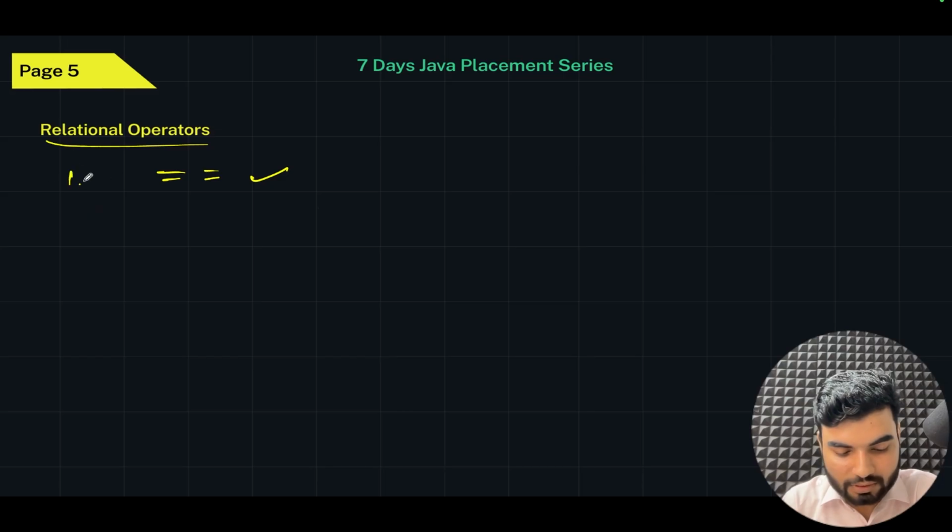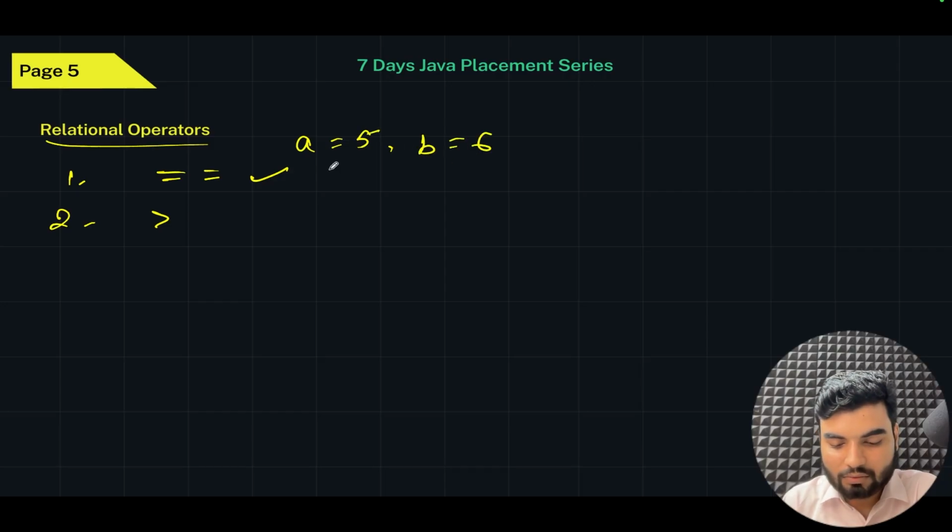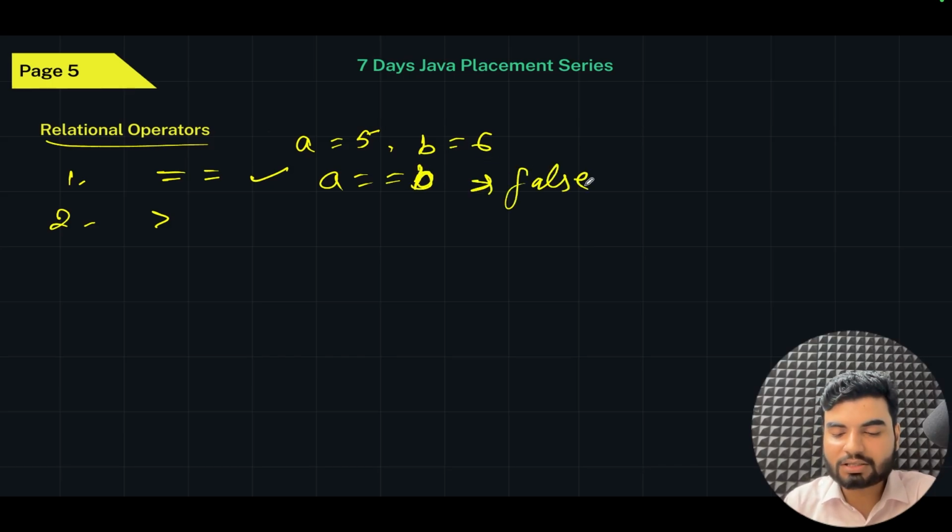Here this double equals is used to compare. Let's say 1 2 double equal comparison. You'll do the comparison. Now this is greater than. Basically, let's say I have a equals 5 and b equals 6. They will always return the boolean value, that you need to remember. If I write a double equals b, what will happen? You will have false. Why? Because they are not equal.